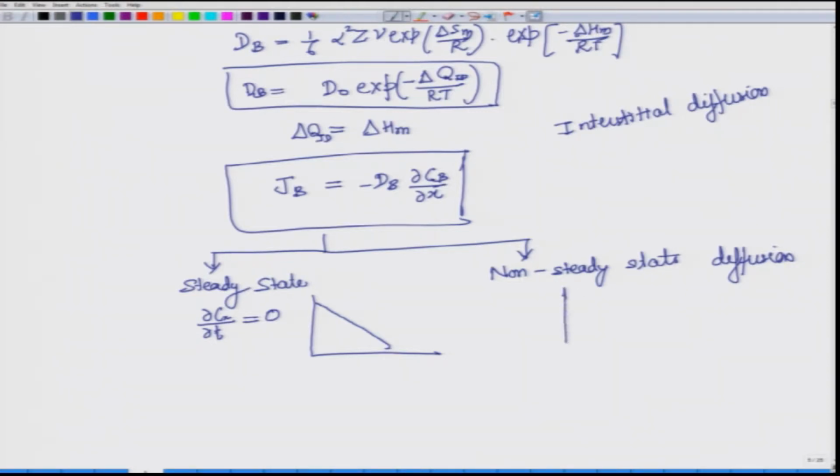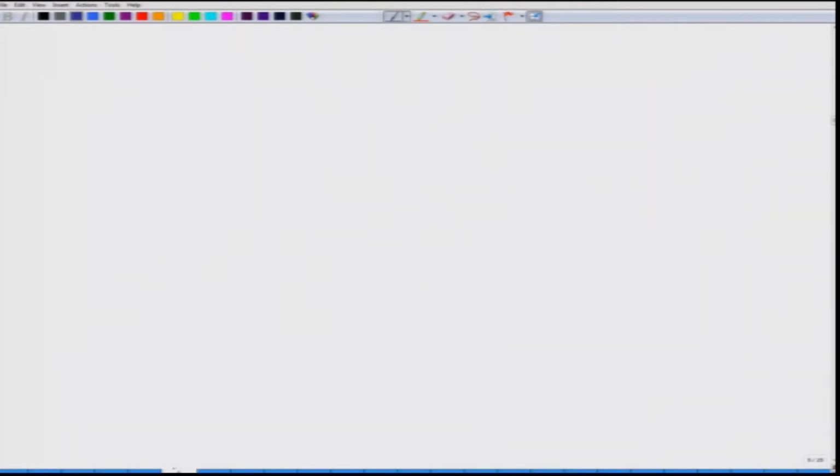However, if you have a concentration gradient something like this, it will show that del C by del t here is not equal to 0, which is what is called non-steady state. So, now let us move ahead to describe this non-steady state diffusion.